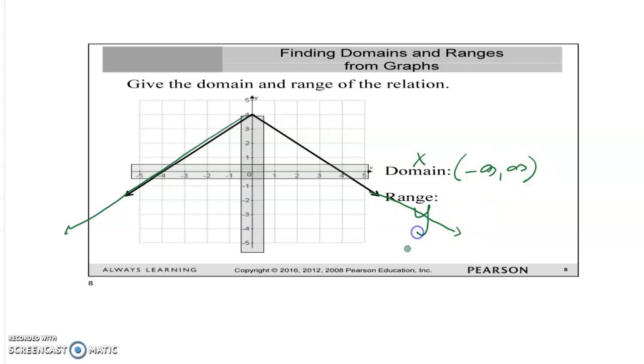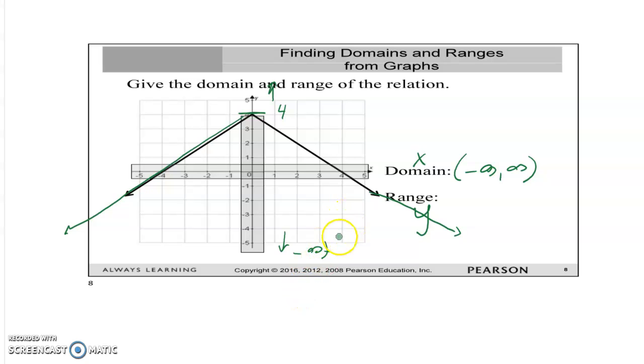What is our range? What are the values that y can be in this relation? Well, y stops right here. It doesn't go any higher. It stops at 4, and it includes 4. And then you can see these values go down, down, down. So way down here, I would have a y value. So it goes to negative infinity.